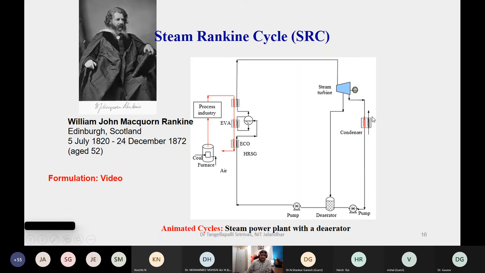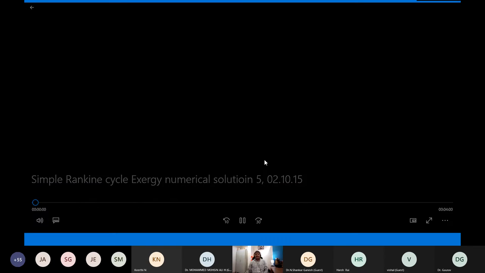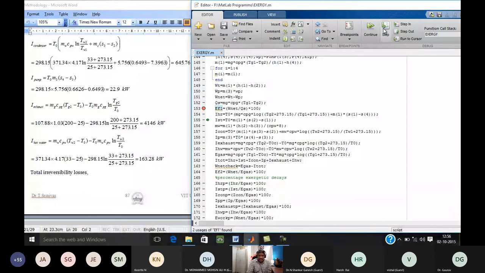This Rankine cycle has the turbine, the feed water heater, open feed water heater, etc. I will show some of the formulation, especially from the exergy point of view, because this workshop is focused on second level.